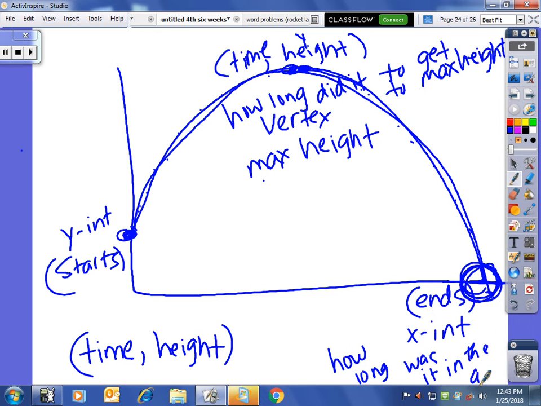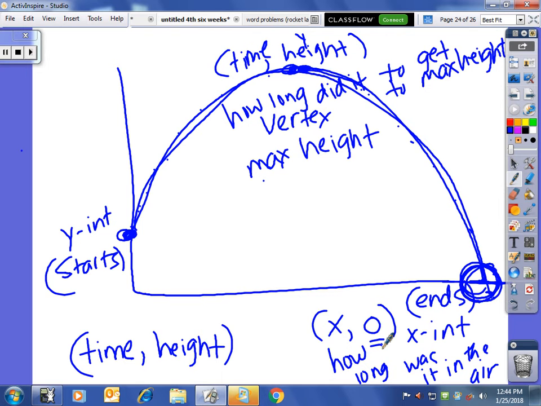That's a root problem. That's where it ended. They want the x value and they want the y to be a 0, because it's not in the air anymore if it's on the ground. It's not in the air anymore if you hit the surface of the water. Are you with me? Okay, and then I could ask you other questions.